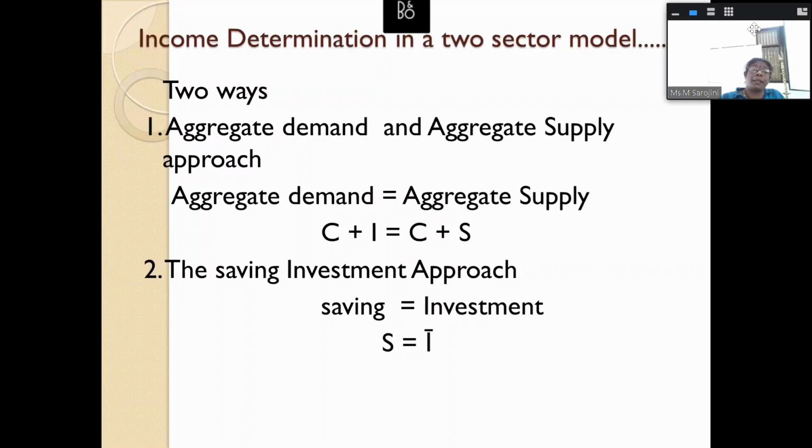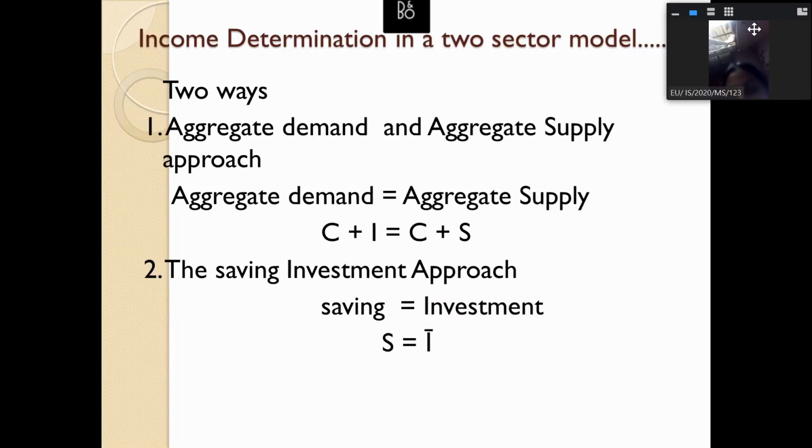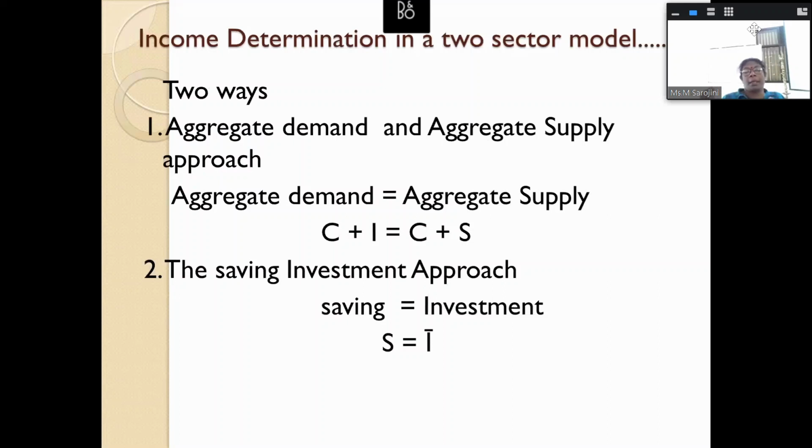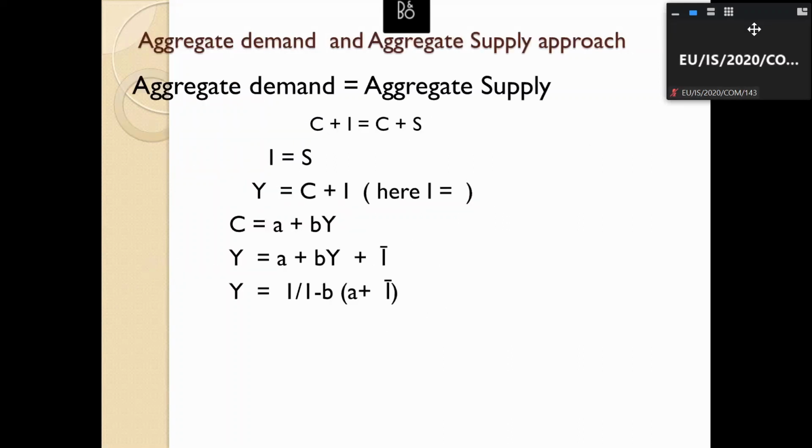We can explain the two-sector model national income determination using two approaches. The one is the aggregate demand and aggregate supply approach, which means always the aggregate demand is equal to aggregate supply. Here the aggregate demand is, as we already looked into, C plus I. Aggregate supply means C plus S. And the saving approach means saving is always equal to investment. Based on this information, we can calculate the national income determination using these two methods. Let's move one by one.